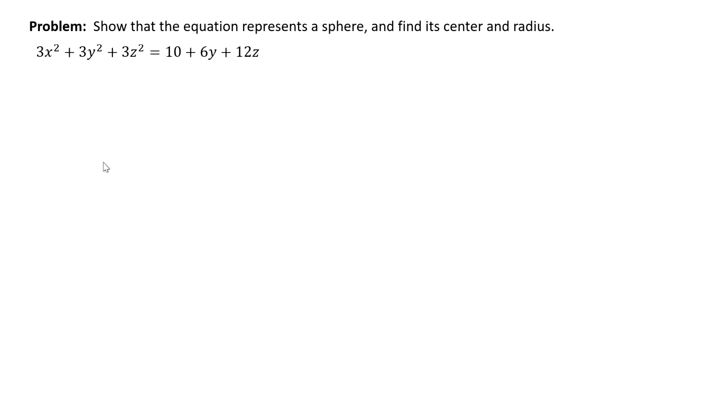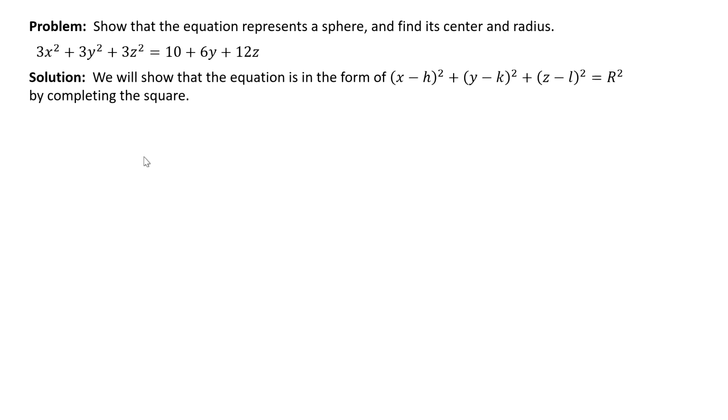Well, we can answer that question based on whether we can represent this as x minus h, the quantity squared, plus y minus k, the quantity squared, plus z minus l, the quantity squared, equals r squared. Can we write this equation in that form? If we can, with r being positive, we are in business. That's the whole idea, right? And for that, we may need to do completing the square.